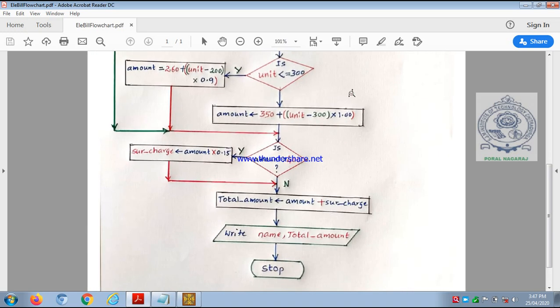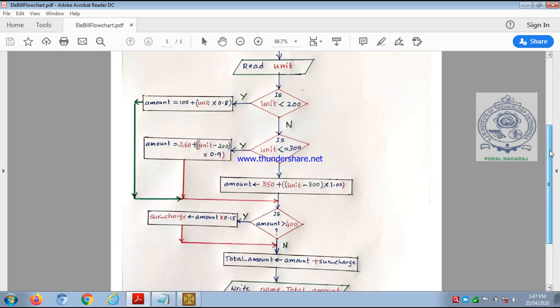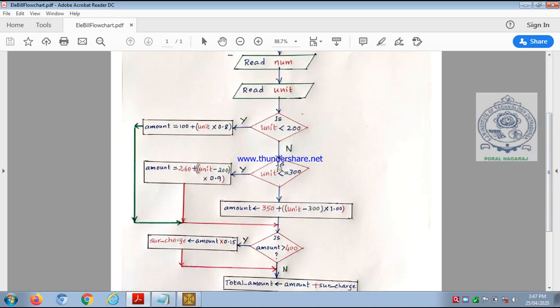So suppose if it is greater than 200, say suppose if it is 300, is unit less than or equal to 300? Okay, equal to 300, same. Up to 300 we multiply above 200 units, that means 300 minus 200. For the rest 100 units it is 90 paisa. Same thing is followed.